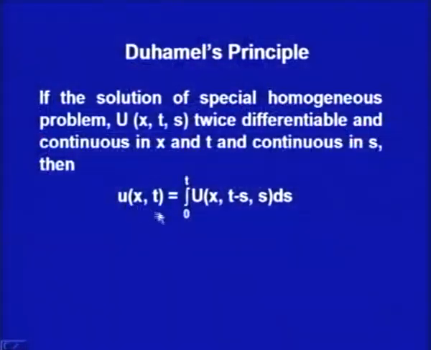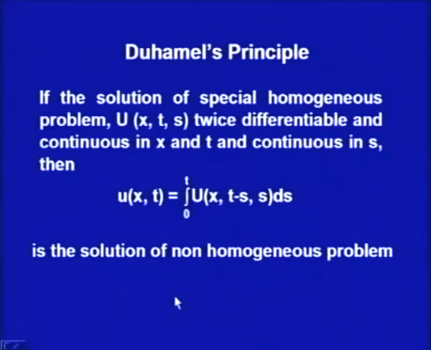a non-homogeneous problem, that is u(x, t), can be given as the integral from 0 to t of capital U(x, t minus s, s) ds. This is the solution of the non-homogeneous problem.